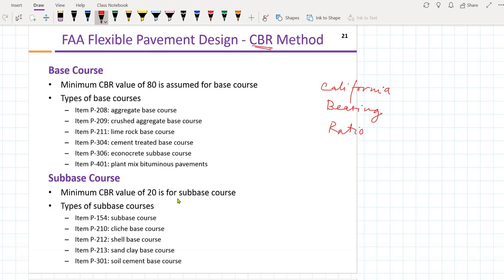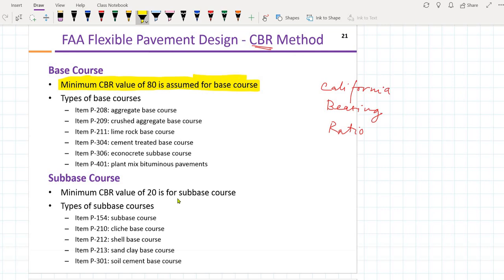So in this method, we take the minimum CBR for base as 80. So this is the minimum. If any material whose CBR value is less than 80, that cannot be used for base.